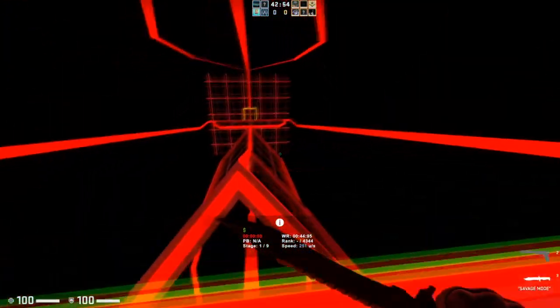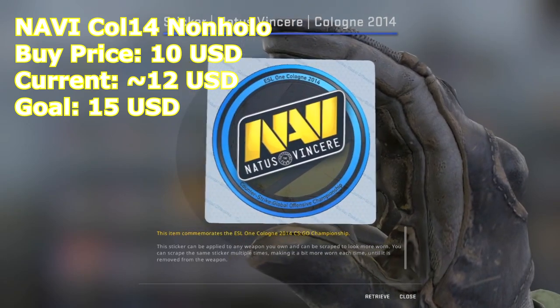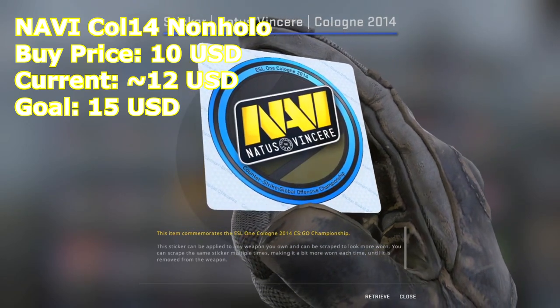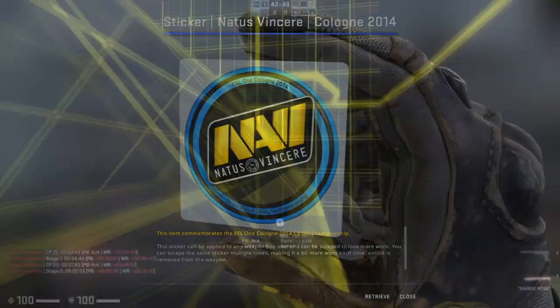The first light pickup for this episode is going to be the Navi Cologne 14 non-holo. The reason for this is because this is one of those items that didn't get too hit with the manipulation slash hype wave, and I think it's still going to be an item that has a little bit of room to grow over the next month or so.